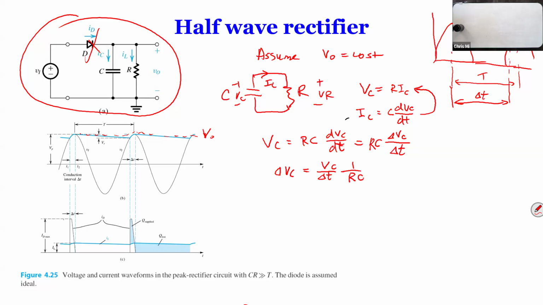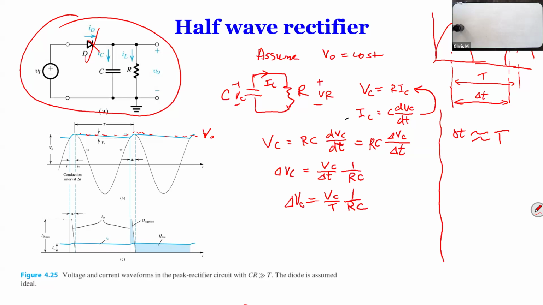And because this is delta T, if you look at the picture on the right-hand side of the screen, if C is big enough, that delta T approaches the period T. So plugging T back in, we get delta VC is VC over T times 1 over RC. This is delta VC, or delta VO, or whatever you call it. It's the same voltage across the capacitor.